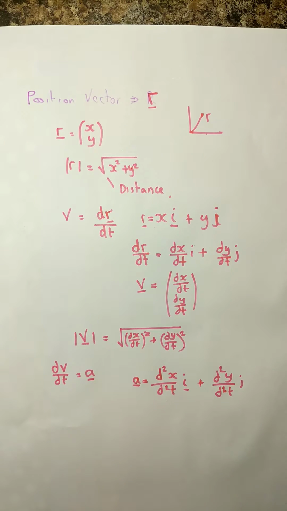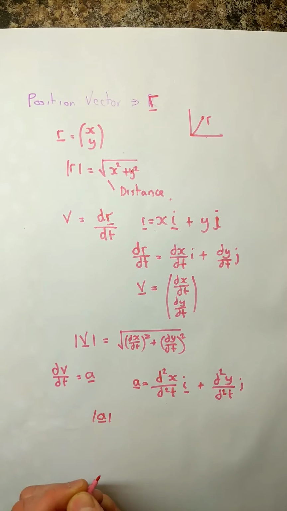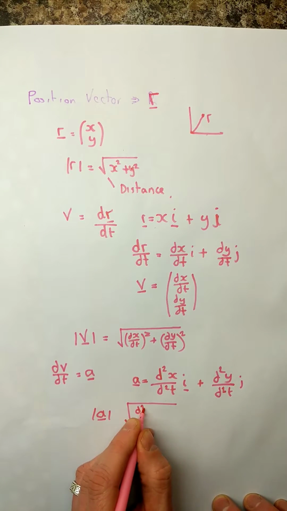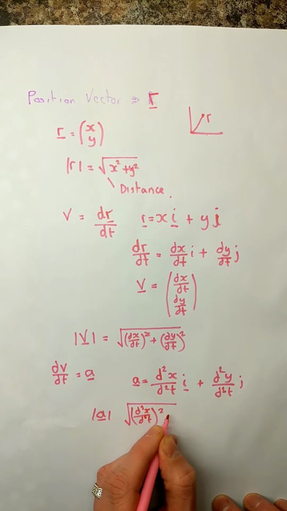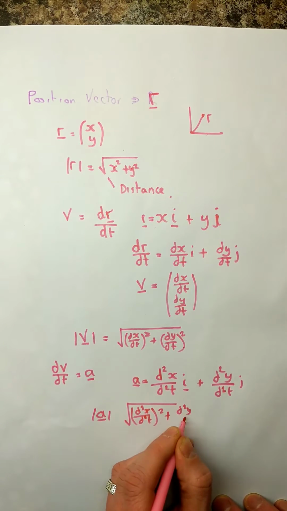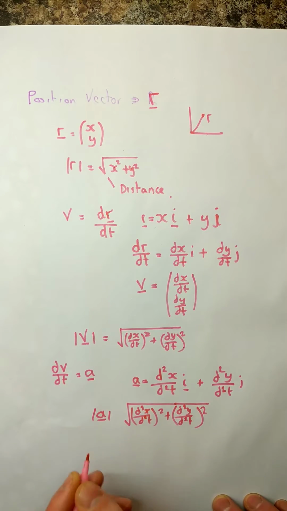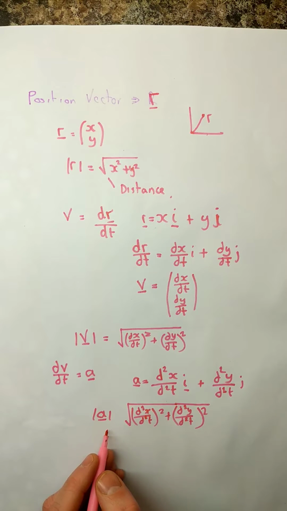Again, we could work out the magnitude of the acceleration. The magnitude of the acceleration would again use Pythagoras: d squared x over d squared t, all squared, plus d squared y over d squared t, all squared, square rooted. And that would get us the magnitude of the acceleration.